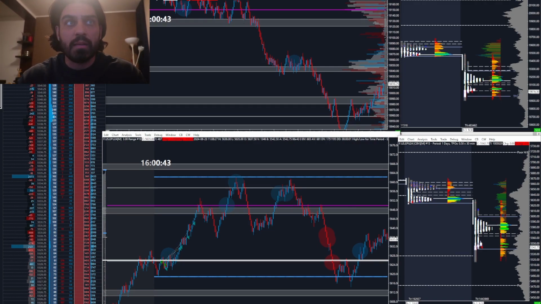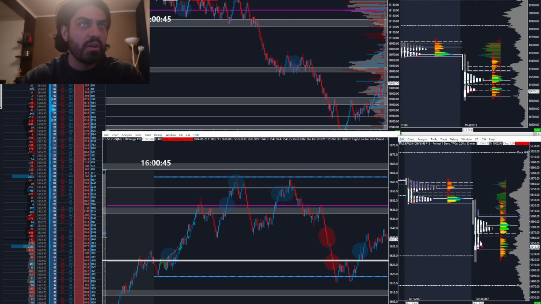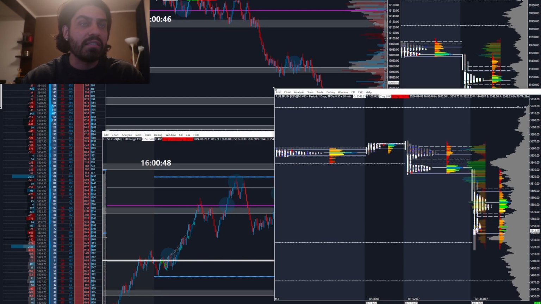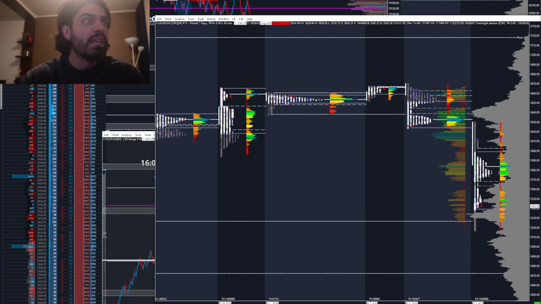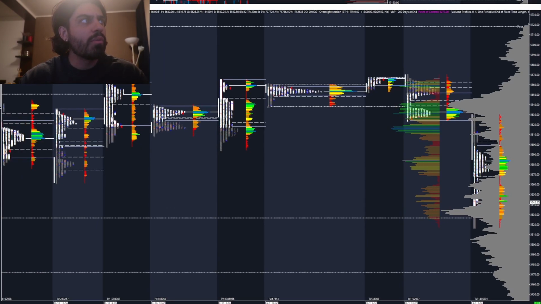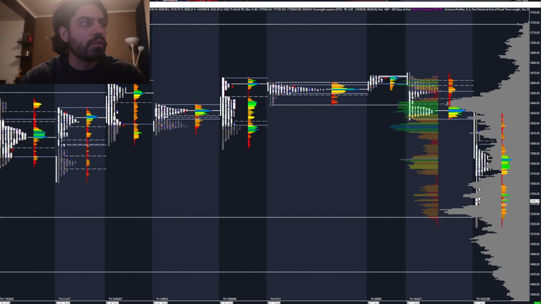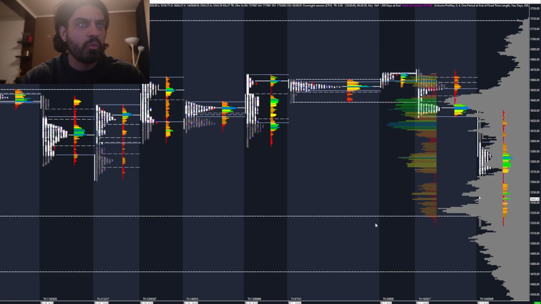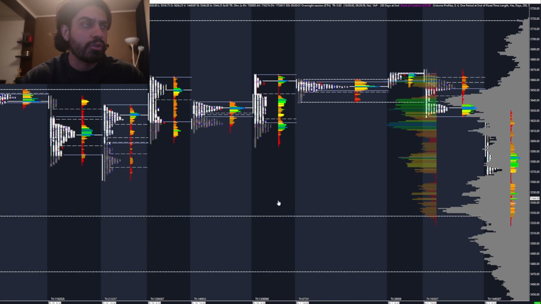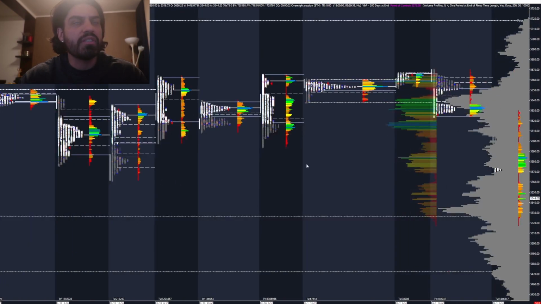This A+ setup is based on auction market theory as well as a little sprinkle of order flow. Predominantly, what we're going to be looking at is this larger volume profile chart, as you've seen in a lot of the videos here at TradePro. This A+ setup revolves around the failed acceptance of a balance.